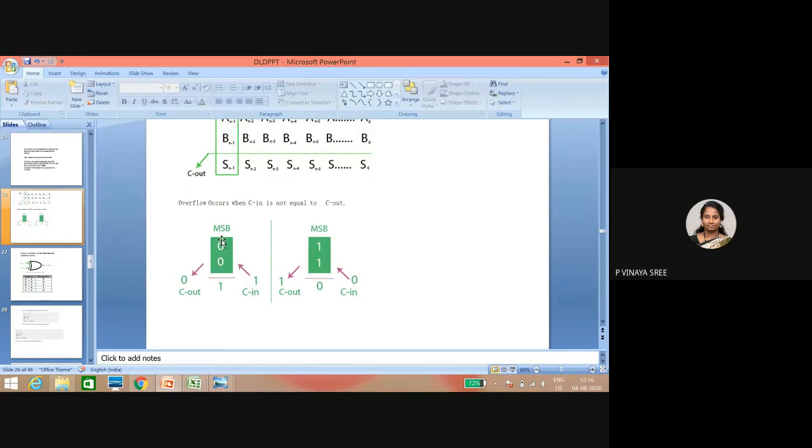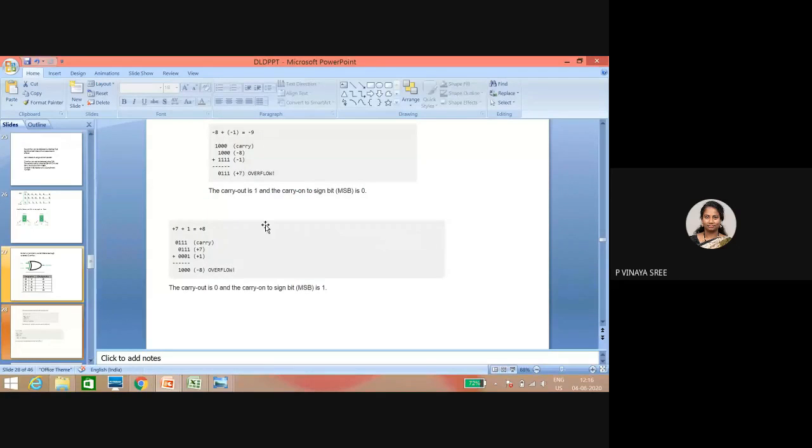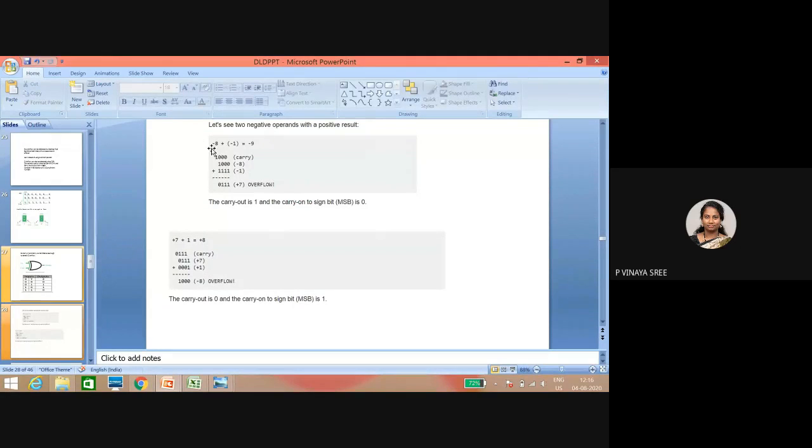So when both are the same, there is no overflow. If both are different, meaning carry in and carry out differ, there is an overflow. Let me take this example: -8 plus -1. What is -8 in 2's complement representation?